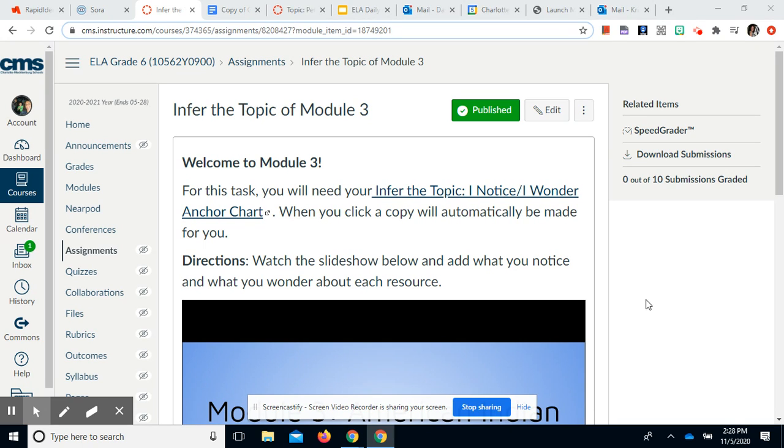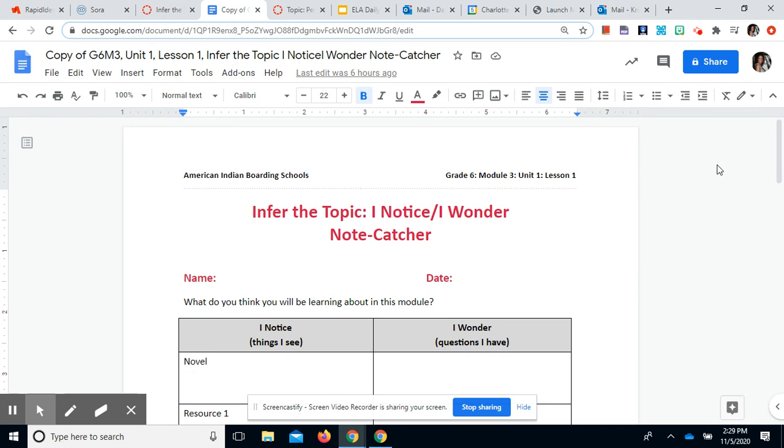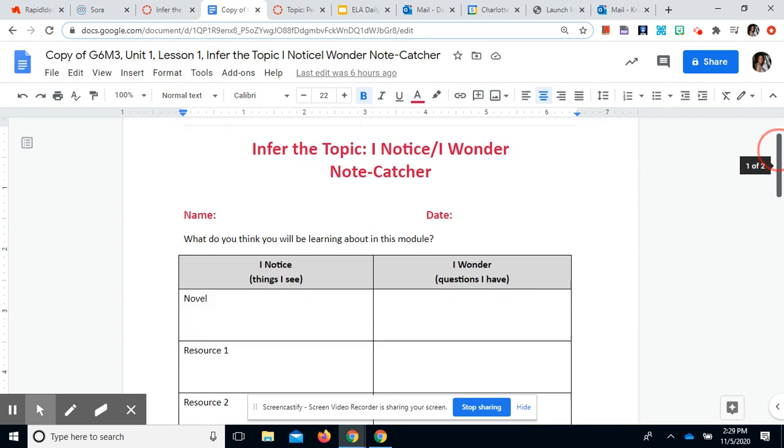So I would like for you to go into Canvas, open up infer the topic of module 3, and then click to make your own copy of the note catcher. And it will look like this. So very similar to what we did last time.